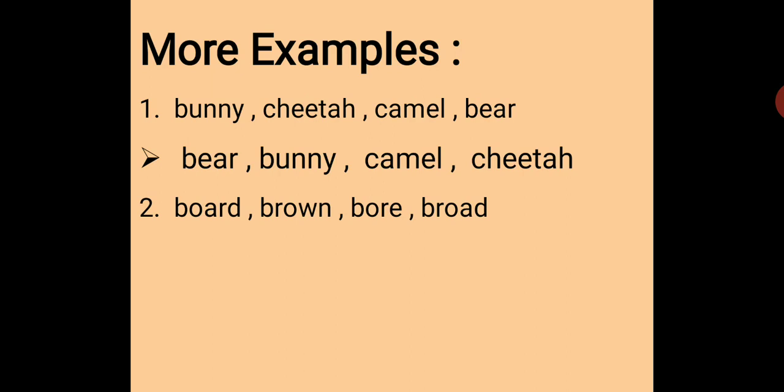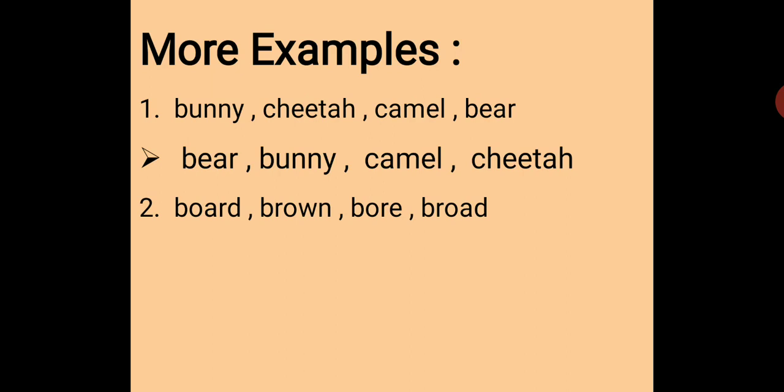Board and bore have the first two letters the same. Then we are moving on to the third letter of these words. Which is the third letter of the word board? A. And of bore is R. So we can compare A and R and then put them in their sequence.